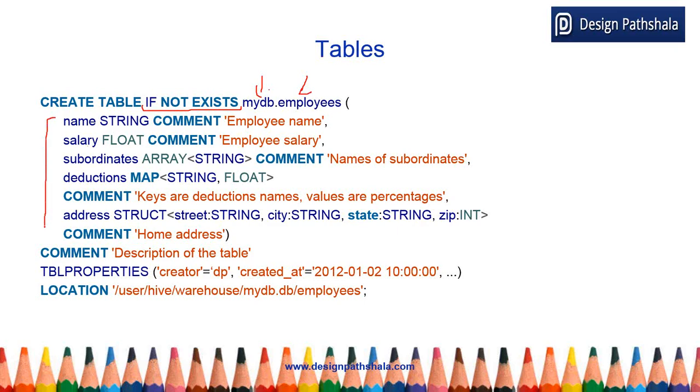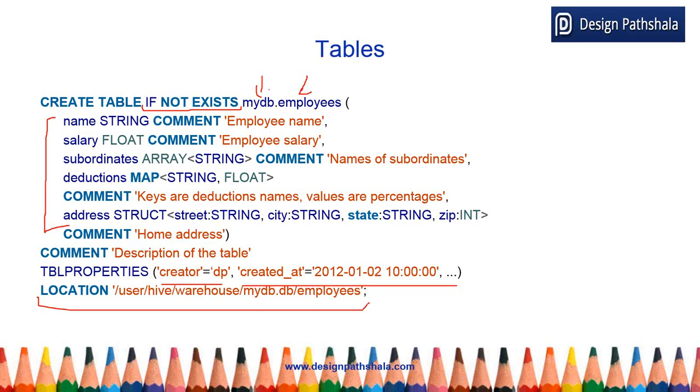And same as what we discussed in the previous example, I'm just creating a table by that name only. Name, salary, subordinates, deductions, and address, and table properties. I'm just giving some table properties also. So creator is Design Pathshala, created at so and so date. Location, I'm defining location explicitly in this table. So this table would be pointing to this directory in your HDFS.